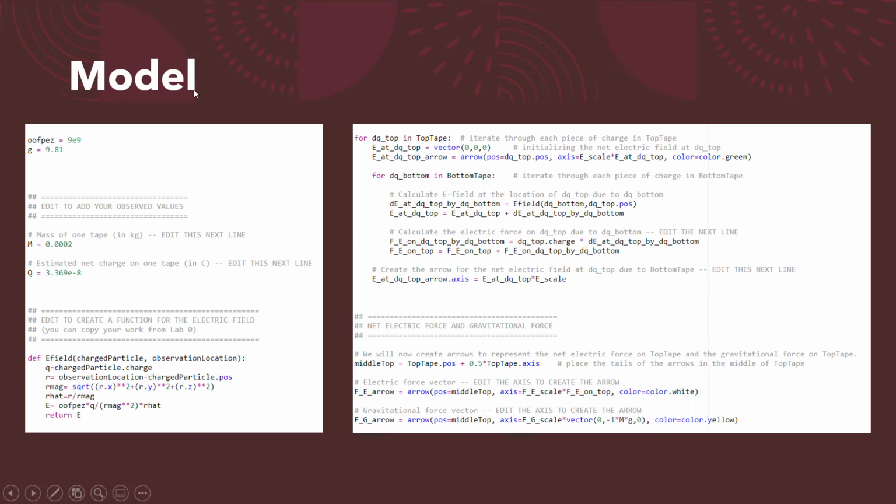So here are the most important coding pieces from the model. On the left side, there are the constants and then the electric field calculation based on point charges. On the right, you can see how these point charges were broken up into 10 small pieces, essentially 10 small parts on each tape, and then were calculated point by point using a for loop to determine each of the point charges on the bottom piece of tape, their effect on the top piece of tape.